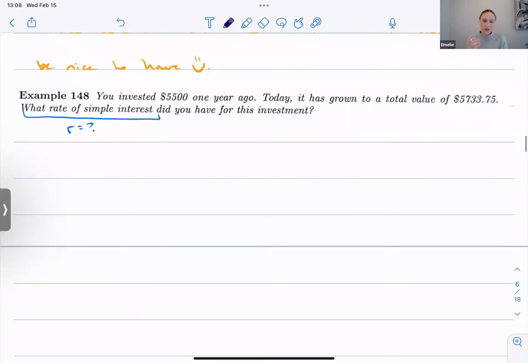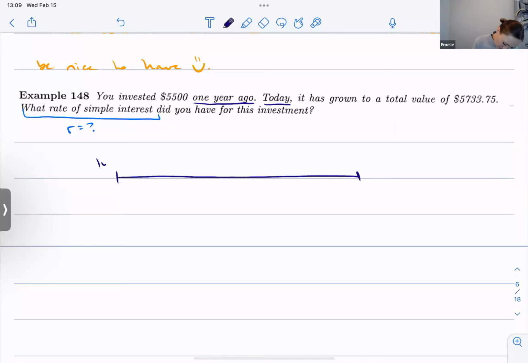So in terms of our timeline, I have 1 year ago and then today. So my timeline, very basic, looks like this: 1 year ago and today.